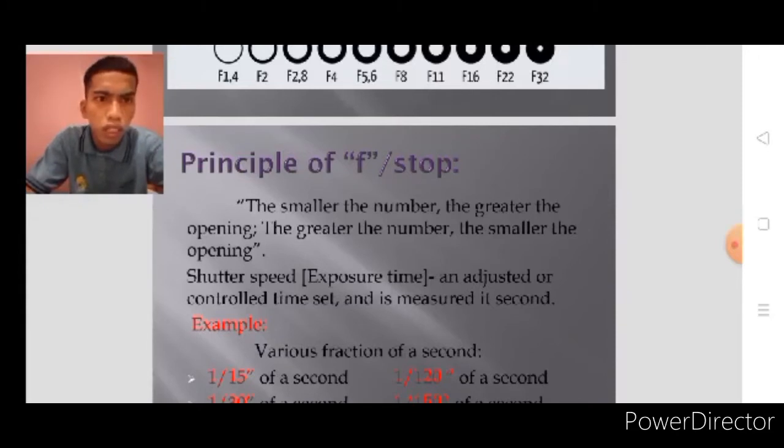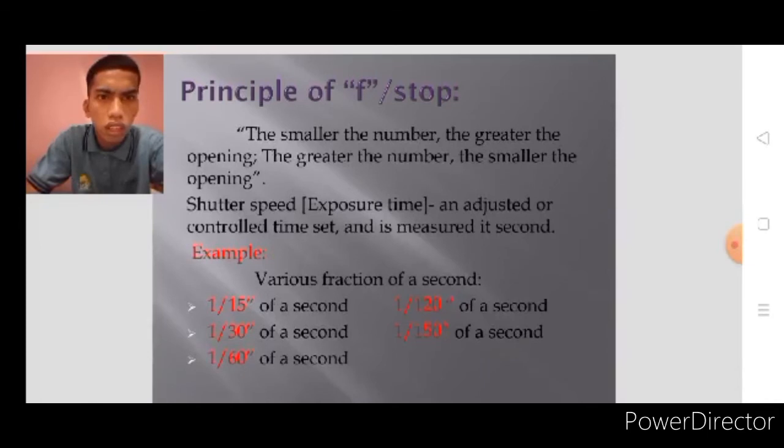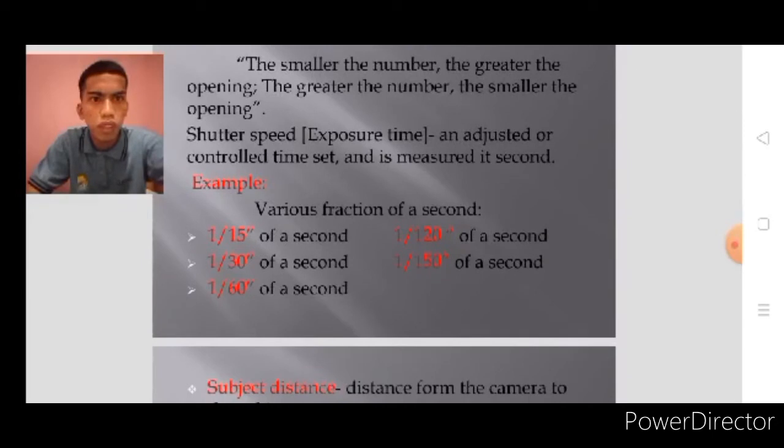Shutter speed. Exposure time. Adjusting or controlling the time set, and it is measured in seconds. Example: fractions of a second. 1/15 of a second. 1/30 of a second. 1/60 of a second. 1/20 of a second. 1/50 of a second.